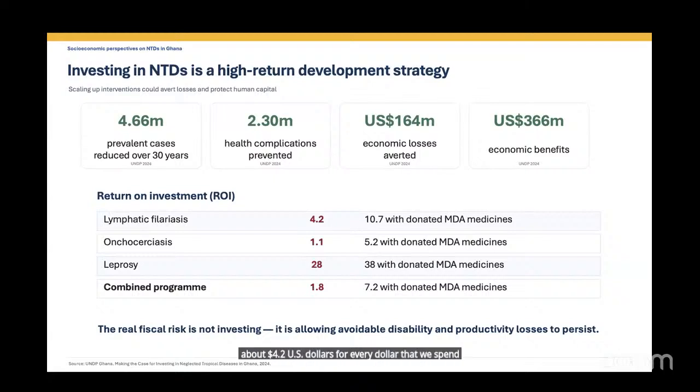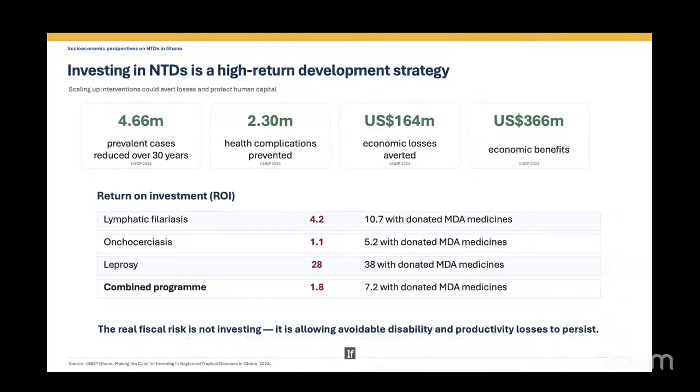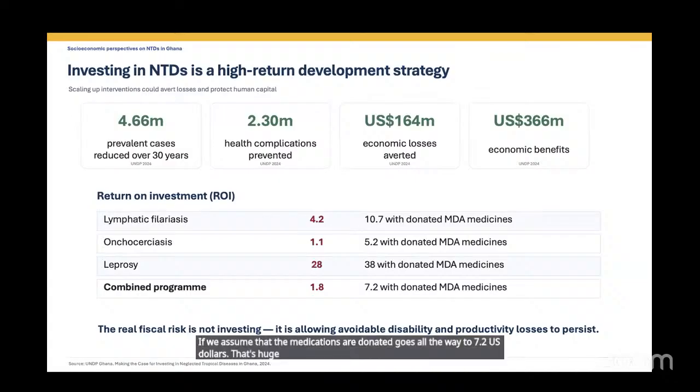And in a scenario where they assume that the medications are donated and not funded by governments, the return on investment even shoots up more. So the combined return on investment for all the three conditions for every dollar spent, if we assume that the medications are donated, goes all the way to 7.2 US dollars. That's huge, which tells us that the real fiscal risk is not really the investment.